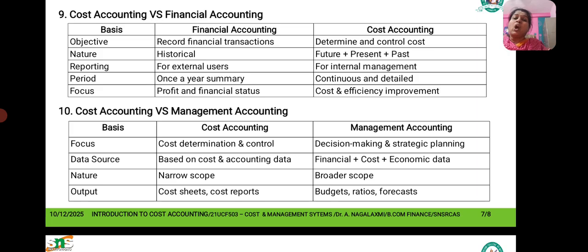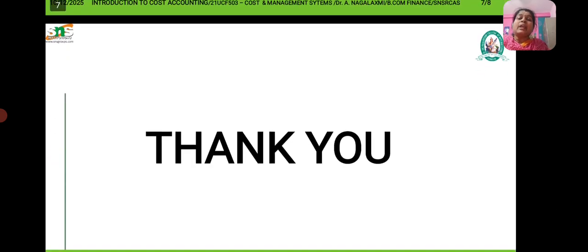Output: the output of cost accounting can be seen through cost reports and with the help of the cost sheet. But management accounting uses budgets, and they can predict reports through ratio analysis and by forecasting everything. So this is the introduction to cost accounting. Thank you so much for your patience in listening.